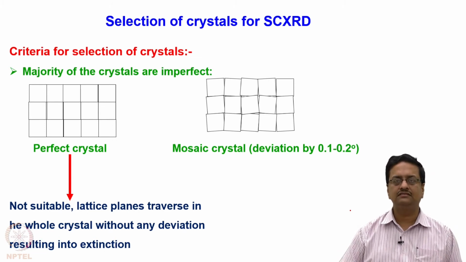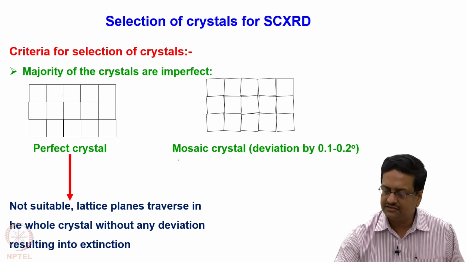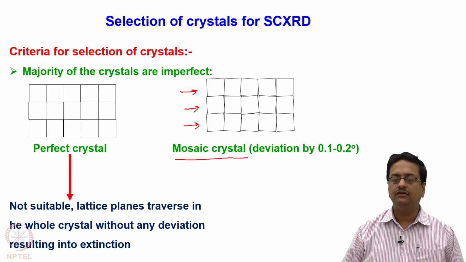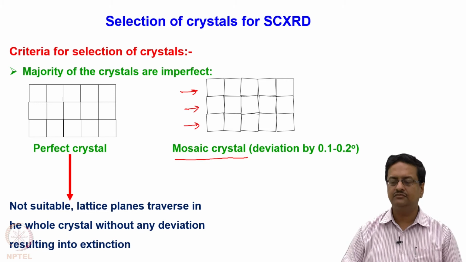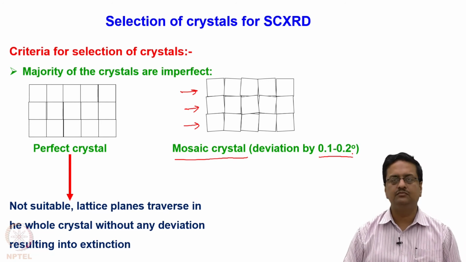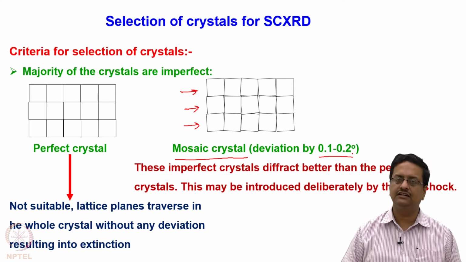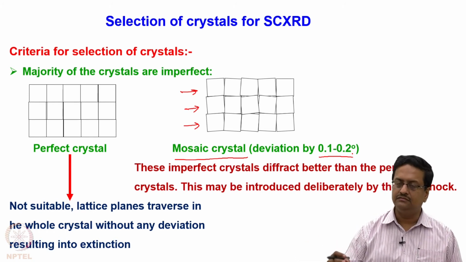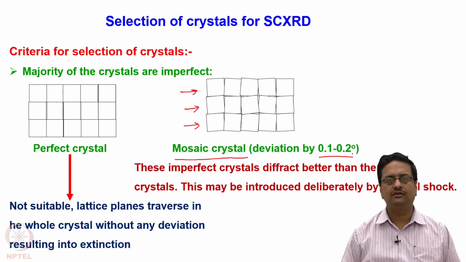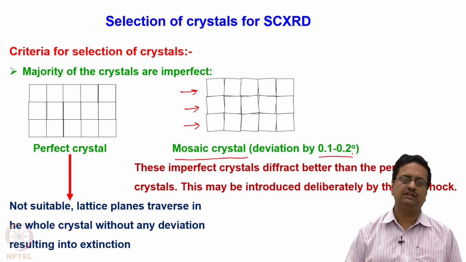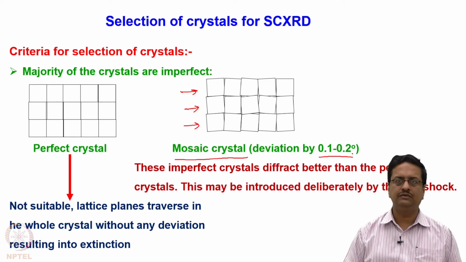So a crystal which is slightly imperfect, we call it a mosaic crystal, where you can see here the unit cells that are present are not perfectly aligned, but they are slightly misaligned, and this misalignment is about 0.1 to 0.2 degree, and this gives rise to a mosaic crystal which is then useful for single crystal X-ray diffraction. So these imperfect crystals diffract better than the perfect crystals, and this imperfection can be introduced by a thermal shock. If we take a crystal and suddenly dip it in liquid nitrogen, reduce the temperature from room temperature to low temperature very suddenly, and then bring it back to room temperature, you may introduce these imperfections in it.